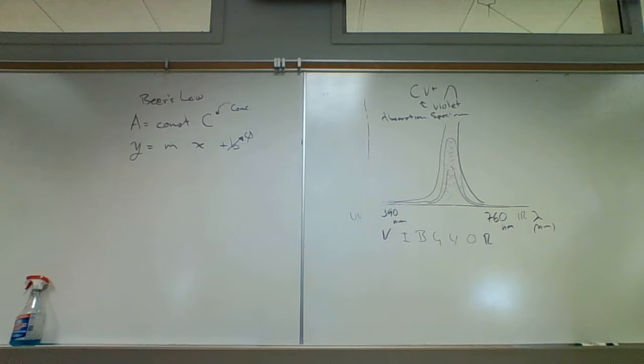And what Beer's law does is it plots the relationship between absorbance and concentration. If we plot absorbance on the y-axis and concentration on the x-axis, then a Beer's law plot would look something like this. If I have 0 concentration, I'll have 0 absorbance. As I increase the concentration, the absorbance increases. So if I double the concentration, the absorbance doubles. If I triple the concentration, the absorbance triples, and so on.